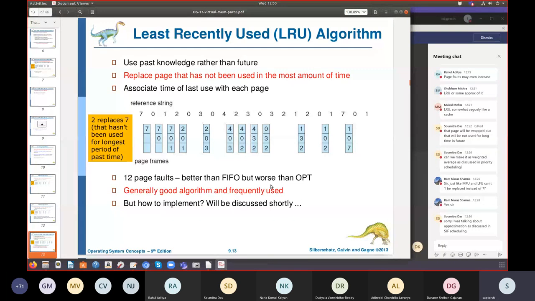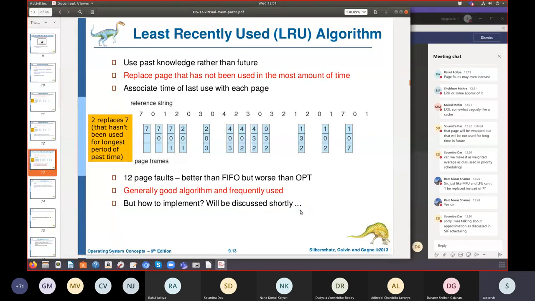Okay, Soumitra, again, let me proceed for some time. If you still don't get the answer to your question, then you can ask again. For the same reference string, if you remember, the optimal gave 9 page faults and FIFO gave 14 or 15 or something like that. Here, if you use least recently used, you will get 12 page faults, which is better than FIFO but worse than optimal. However, this is a practical algorithm. You do not need to know the future. Therefore, it has been found to be generally good, and this is what is frequently used. Okay, and how to implement it, we will discuss that.